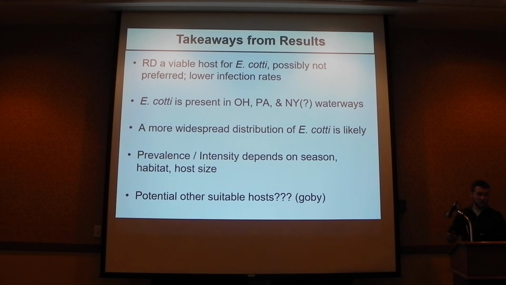So takeaways from results: rainbow darter is a viable host for Ergasilus cotti, and Pat had suggested that it might not be before I picked up, possibly not preferred, and it does in fact show lower infection rates. Ergasilus cotti is present in Ohio, Pennsylvania, and maybe New York. We'll see. I don't know. I think I need more data than just that one point to really say for sure. A more widespread distribution of Ergasilus cotti is likely. The prevalence and intensity depends on season, habitat, and host, and potential other suitable hosts.